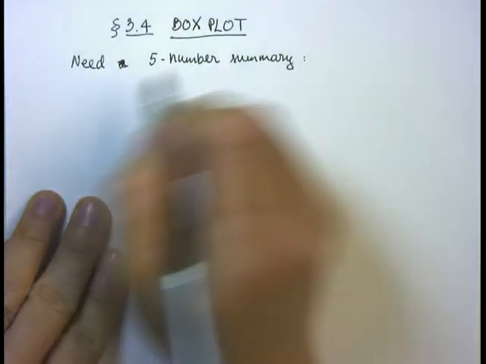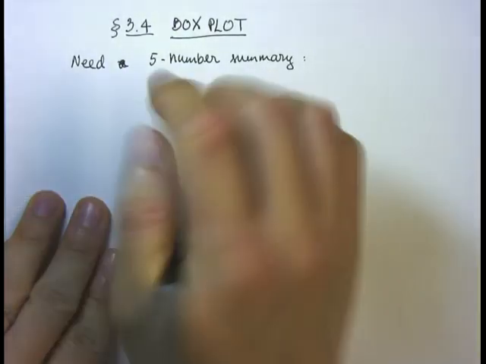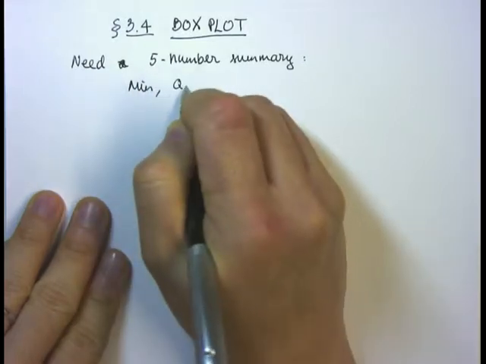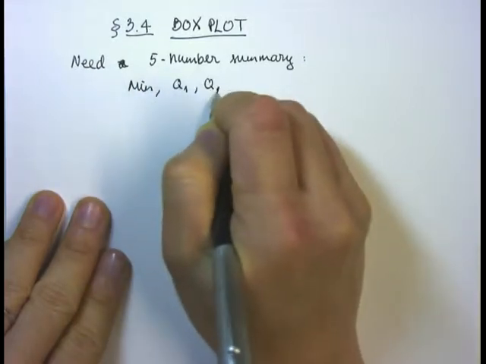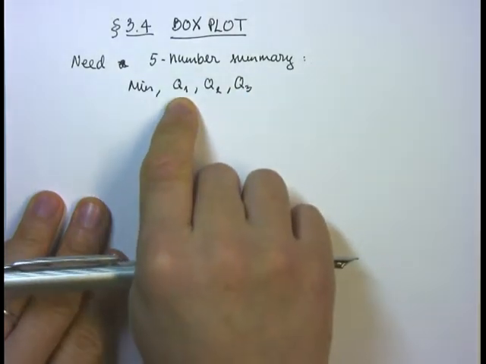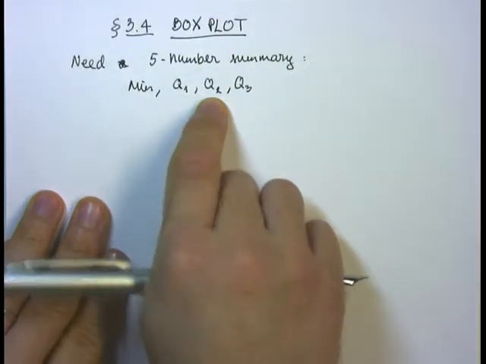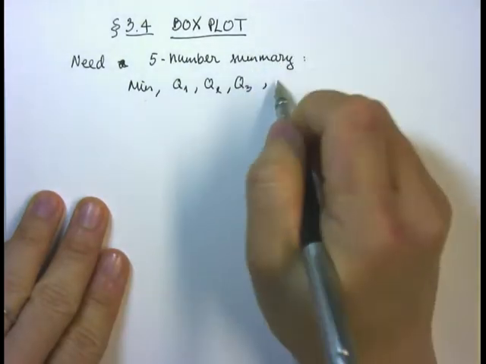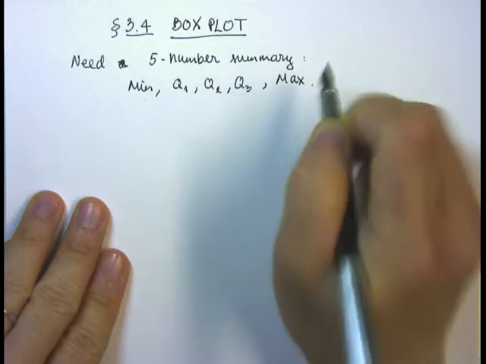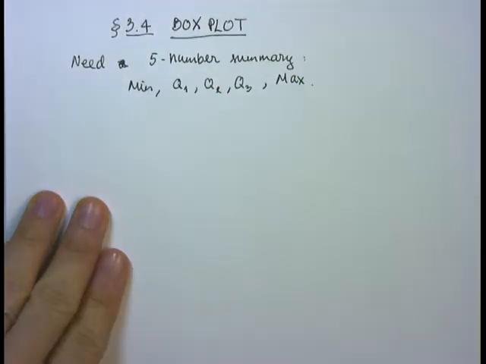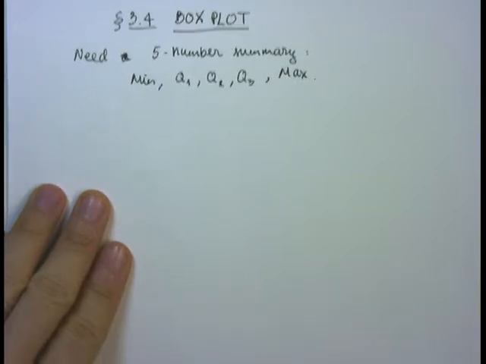The 5-number summary contains the minimum value, the Q1 value, the Q2 value, and the Q3 value, which I explained to be the 25th percentile, the 50th percentile, and the 75th percentile, and lastly the maximum value. So these 5 values make up the so-called 5-number summary. And that's what we need before we can construct a box plot.